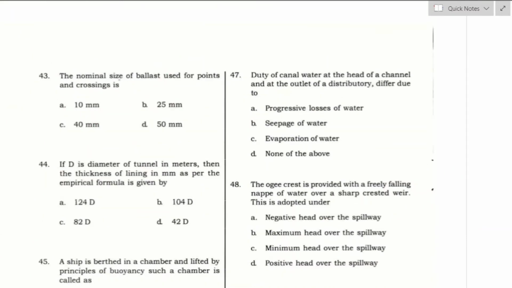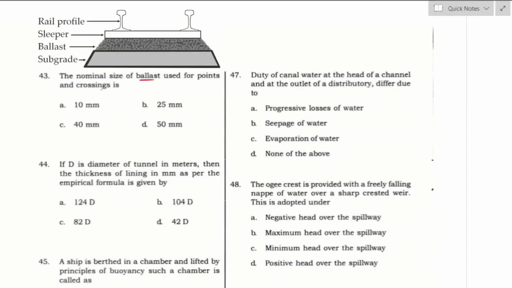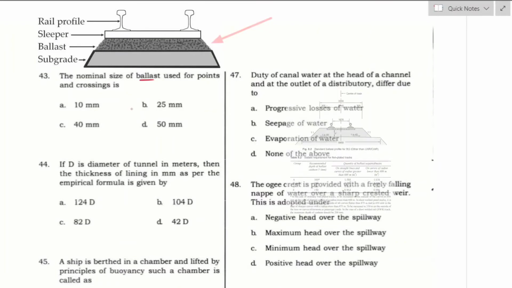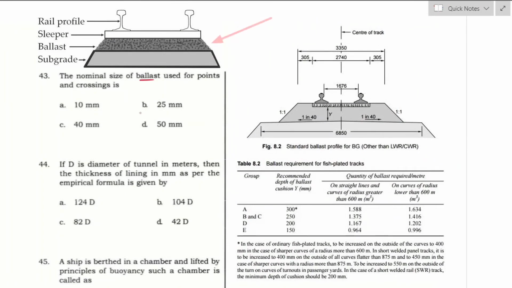Question number 43. The nominal size of the ballast used for points and crossings is 25 mm. Option B is the right answer. Points and crossings provide flexibility of the movement by connecting one lane to another according to the requirements. The maximum nominal size of the ballast is 25 mm. Option B is the right answer.